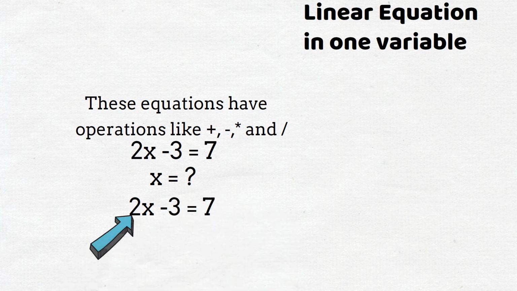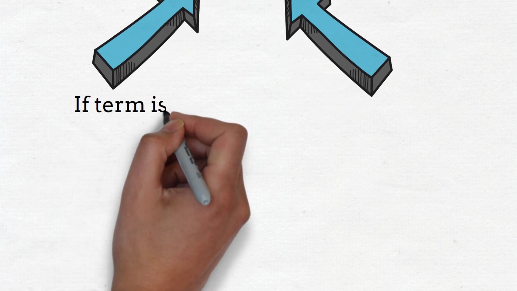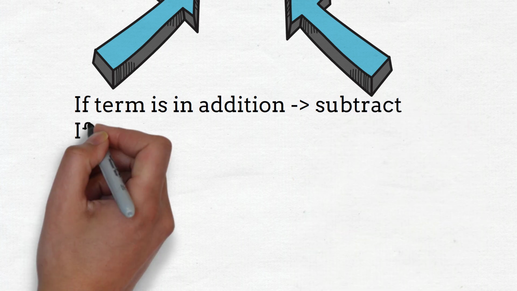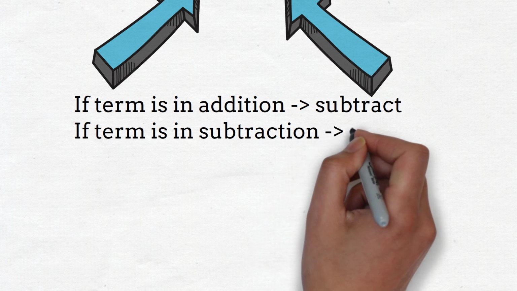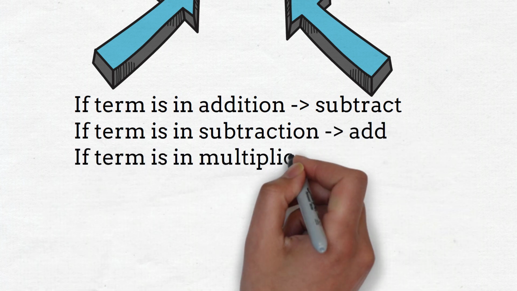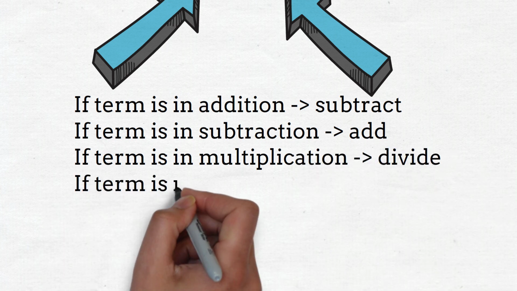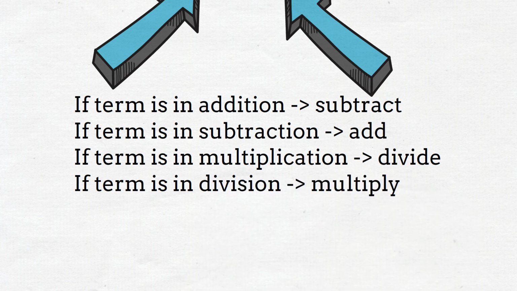To do this, if any numerical value is present in addition with x, then we have to subtract that value from both sides. If any numerical value is present in subtraction with x, then we have to add that value to both sides. If any numerical value is present in multiplication with x, then we have to divide by that term on both sides. If any numerical value is present in division with x, then we have to multiply by that value on both sides.